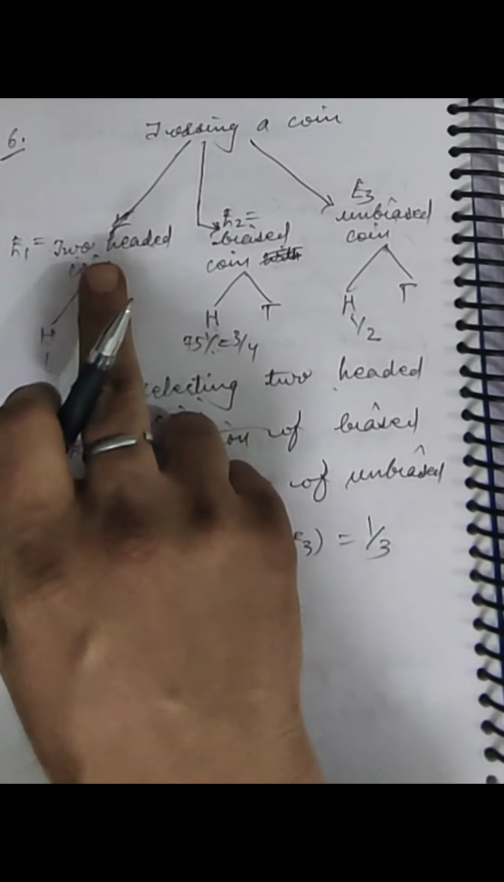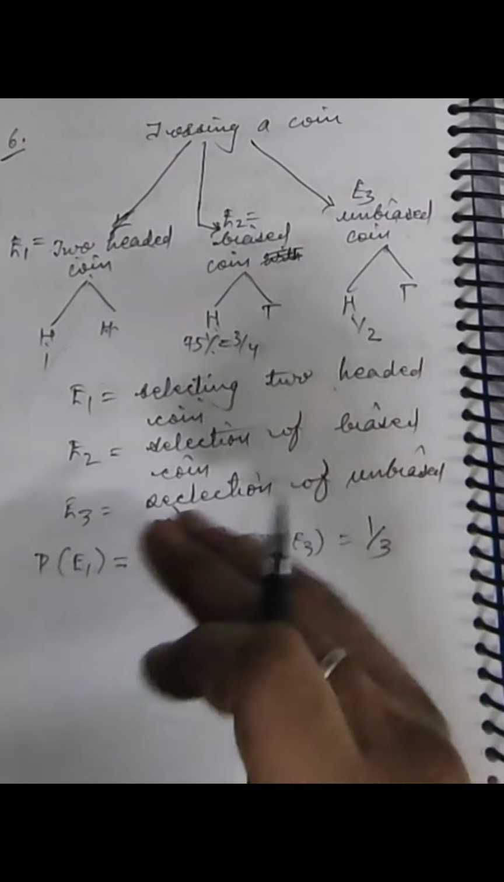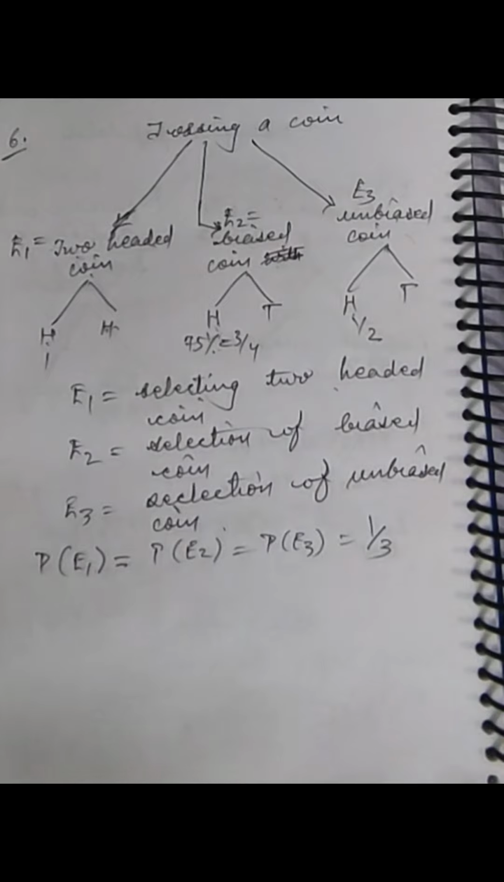This theory should be kept in mind. Whenever there are n events and they are equally likely, means they are having equal probability of occurrence, then each will have the probability 1/n. If there are 3, so 1/3. If there are 4, 1/4, and so on.